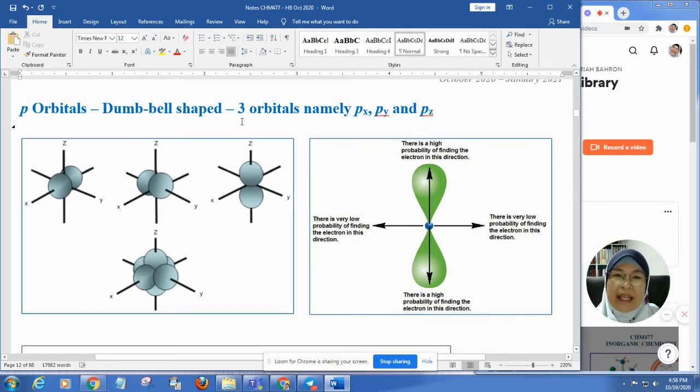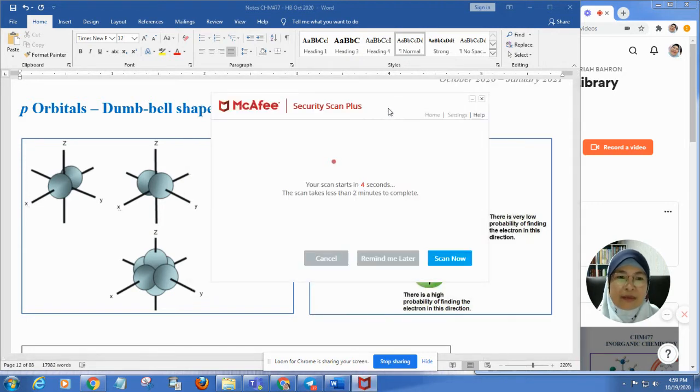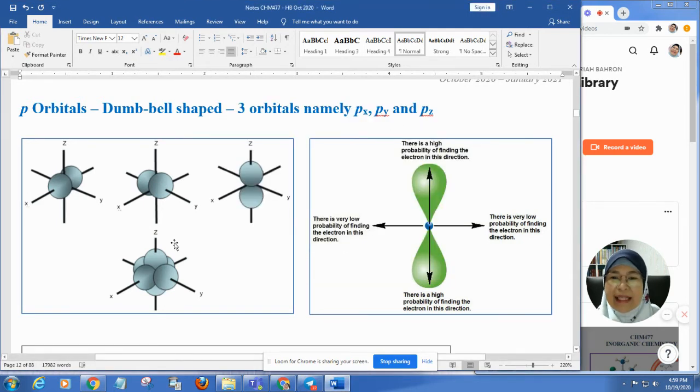For p orbitals, there are three orientations at which they can be found. They can be found along the x-axis, so that orbital is called the px. They can be found around the y-axis, and that orbital is called the py orbital. And they can be found around the z-axis, where that orbital is called the pz orbital. So according to where the orbitals or the dumbbells are plotted, you call them accordingly.